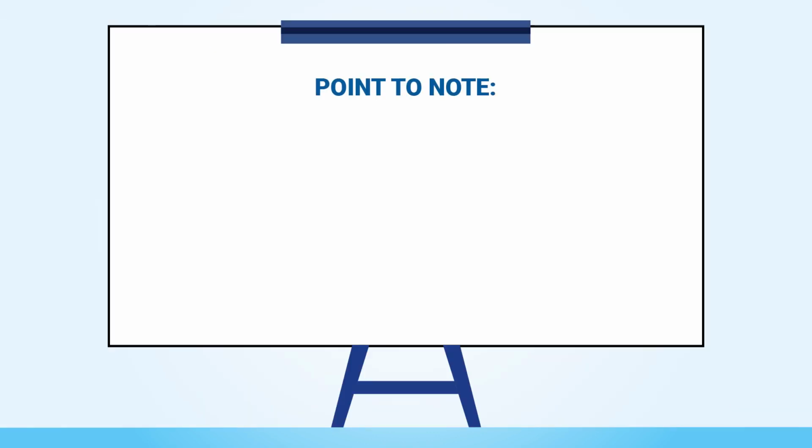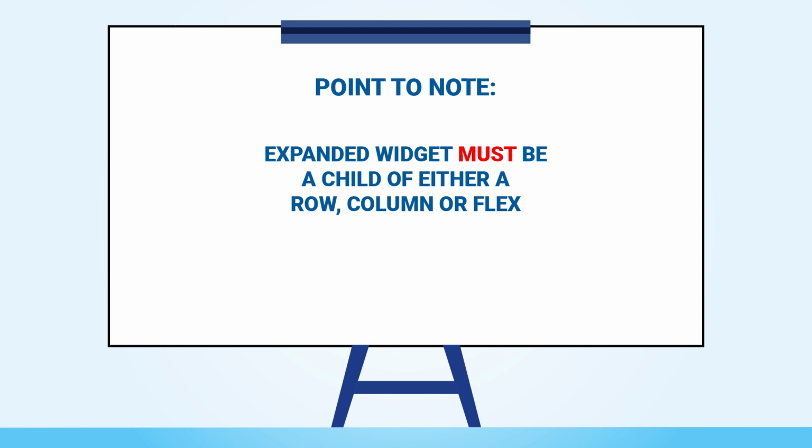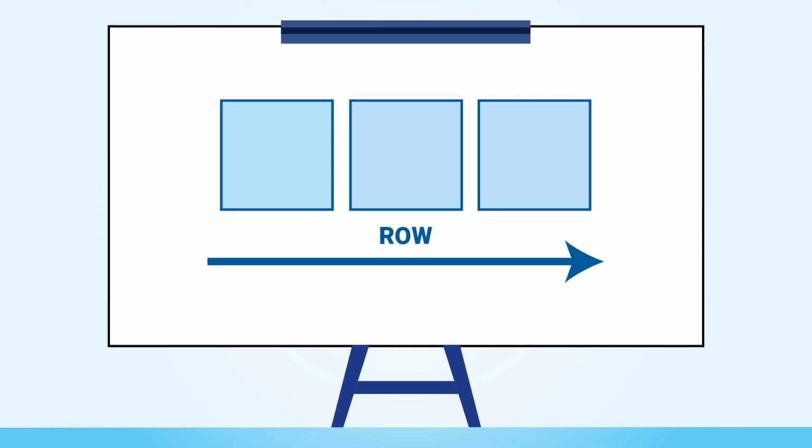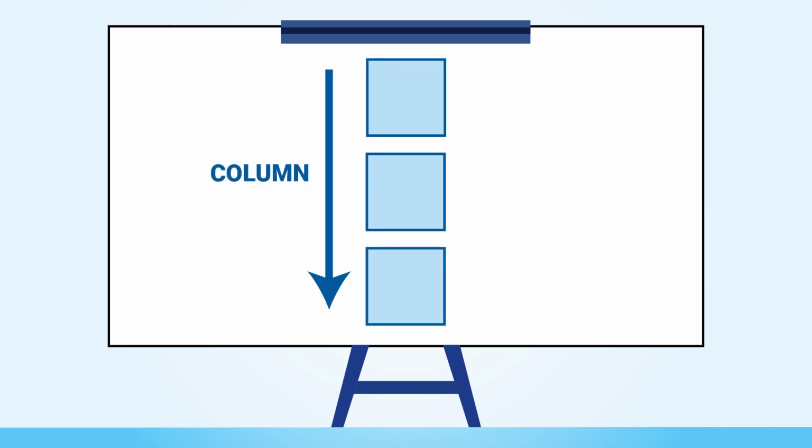A point to note about the expanded widget, and in my experience, this is what causes a lot of headache, is that the expanded widget must be a child of either a row, a column, or a flex. A row, as you probably know, arranges its children horizontally. If you'd like to learn more about the row and its properties, check out my row video, which should be popping up on a card just about now. A column arranges its children vertically. Again, for more about the column, check out my column video, which should be popping up on a card right about now.